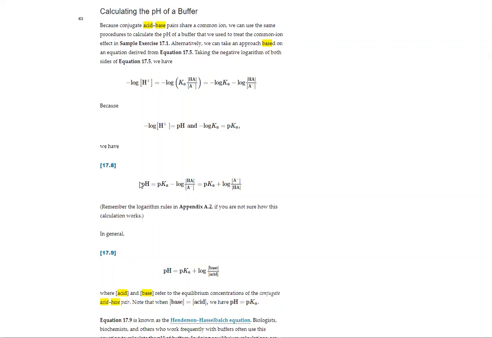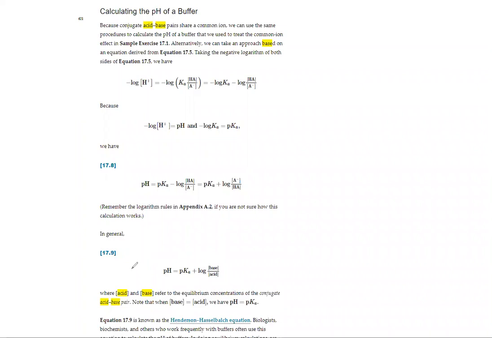We're going to get down here and find what I believe is called the Hasselbalch equation. You don't need to know that. What it's saying is that the pH equals the pKa plus the log of the base. So I'll give you an example.